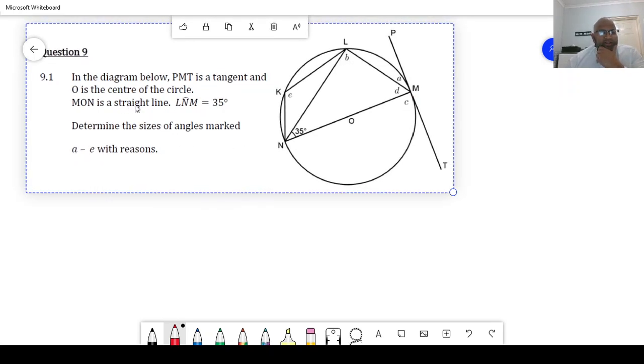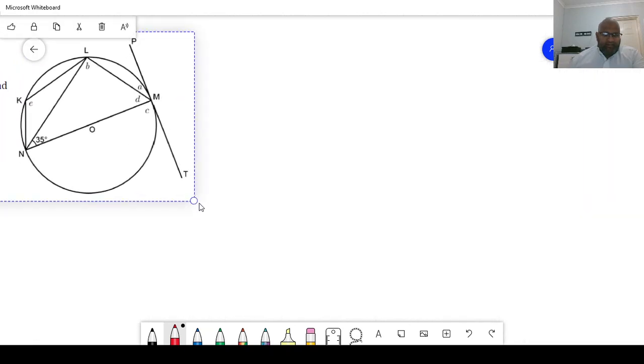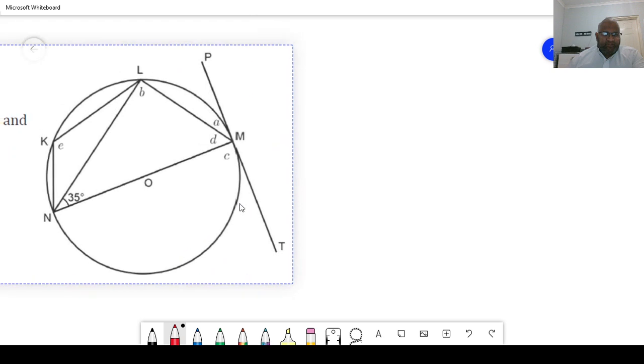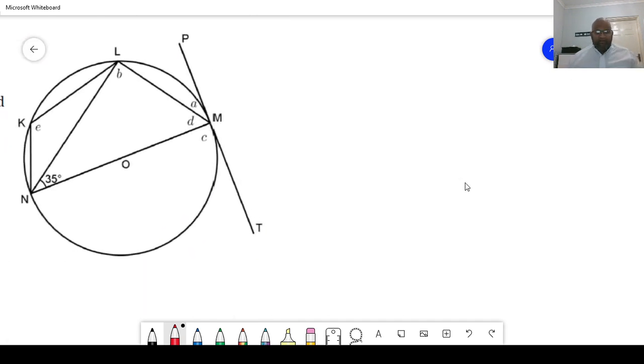Then we are told that MON is a straight line, LNM is 35 degrees. Determine the size of all the angles marked A to E. Okay, so we must calculate the angles here. Let's make this a bit bigger. So let's start off with angle A.